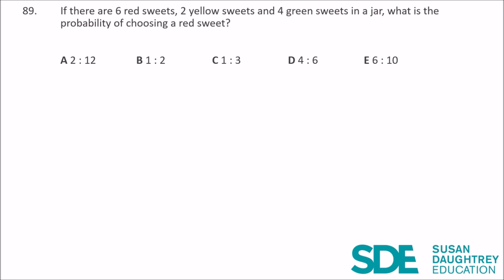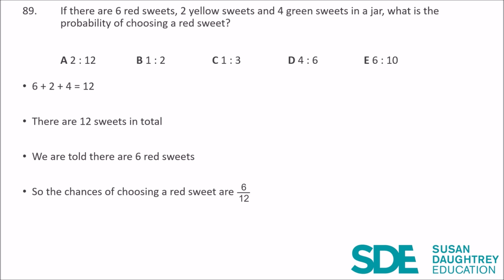If there are 6 red sweets, 2 yellow sweets and 4 green sweets in a jar, what is the probability of choosing a red sweet? Now, in probability, you should first of all begin by adding together all the numbers that you're given. You're given 6 red, 2 yellow, 4 green sweets, so we know there are 12 sweets in the jar.